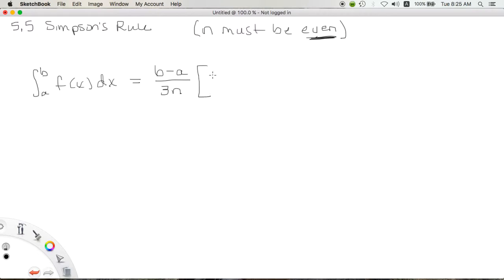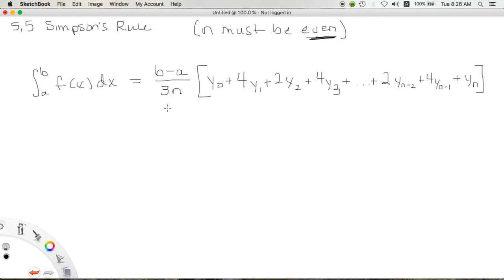times, we're going to write this similar to the trapezoidal rule, but it's a little bit different with its coefficients. We start out with 1, and then we have 4, and then 2, and then 4, and then 2, and so on and so forth. And then the one second from the end is 2, and the one next to the end has a 4, and then the last one is just 1.